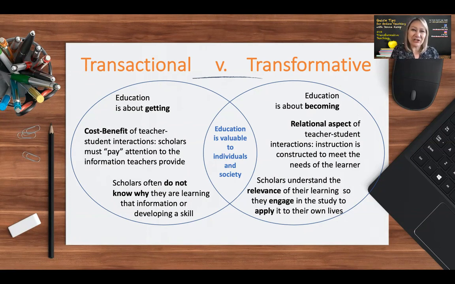In transactional teaching, education is definitely seen as something that you get. Scholars get a grade, scholars get a diploma, scholars get an education. So there's a sense of cost-benefit between teacher and student interactions. Scholars must pay attention to the information that teachers are giving to them, right?